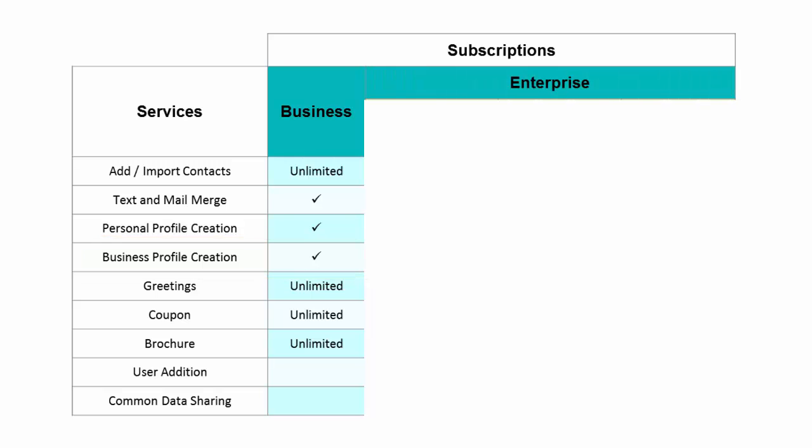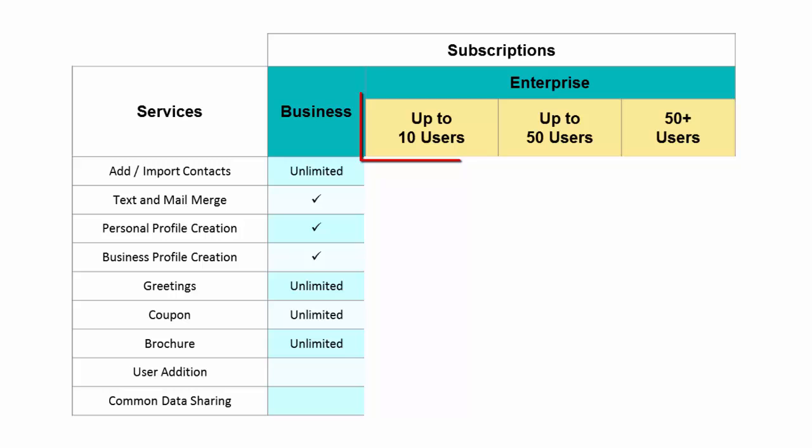Enterprise subscription has all services of the business plan plus it has user addition facility. There are three types of enterprise subscriptions classified according to the user addition count. You can add up to 10 users, up to 50 users, or more than 50 users.